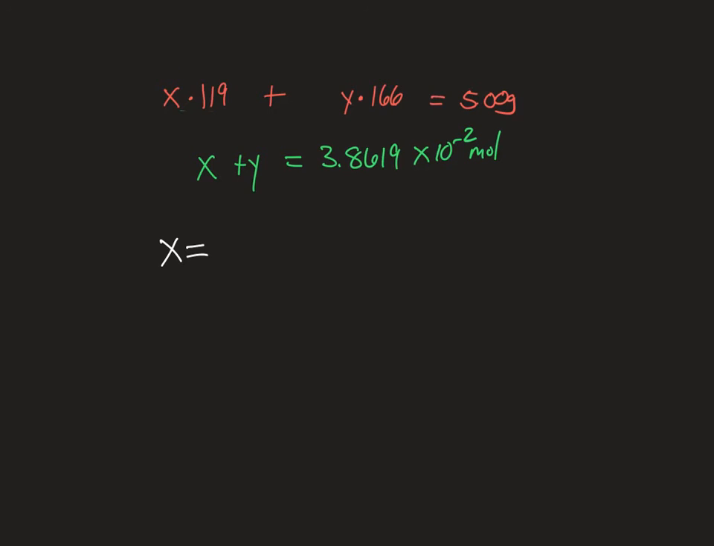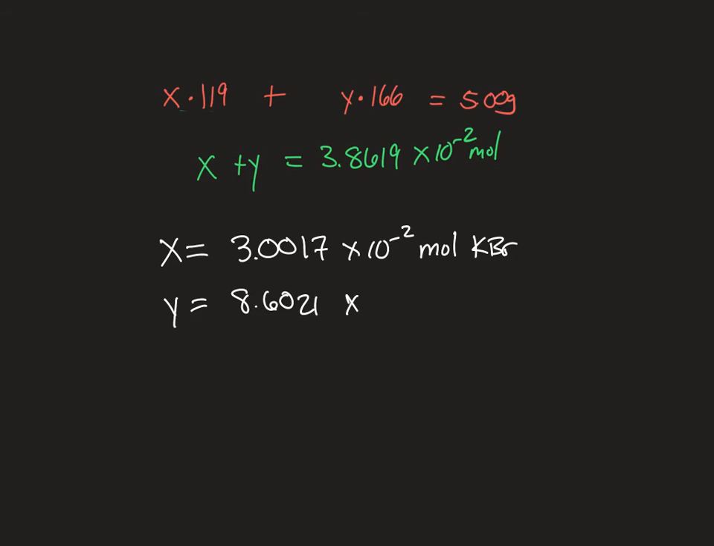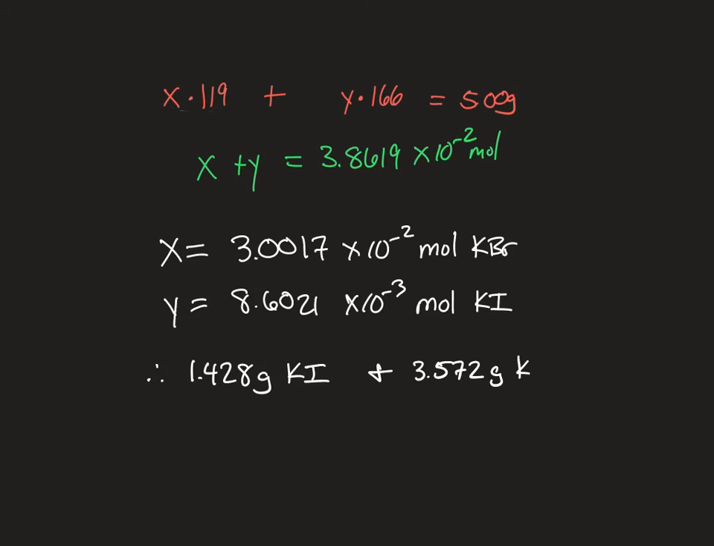So when I do the algebra and solve for x, and I'm going to assume that you can do that, I'm not going to walk through every step of that. I find that x is 3.0017 times 10 to the minus 2 moles of potassium bromide. And y is 8.6021 times 10 to the minus 3 moles of potassium iodide. I am then going to convert those to grams. And when I do, I get 1.428 grams of potassium iodide and 3.572 grams of potassium bromide.